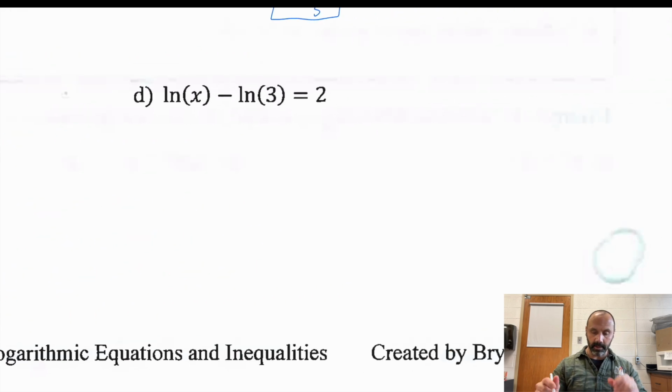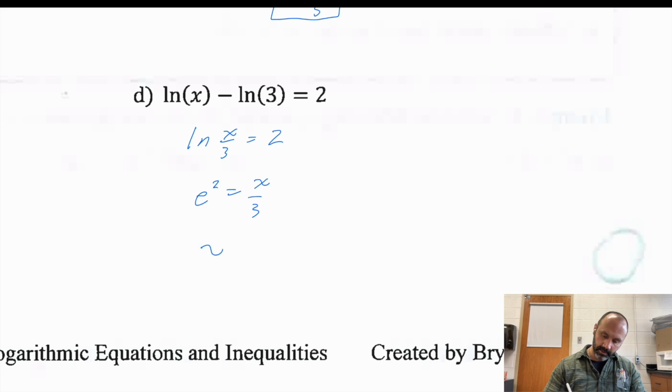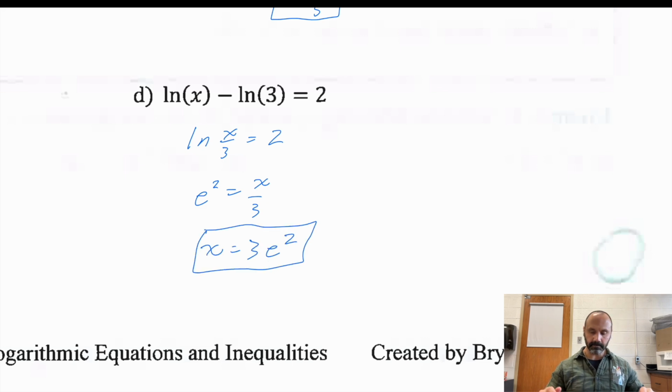And now, again, same kind of idea. So this is natural log of x over 3 equals 2. Now, when I've reduced it, I only have one logarithmic expression. So now I can do the switching between exponential and logarithmic, or logarithmic to exponential form, I should say. So e squared equals x over 3. So x equals 3e squared, like that.